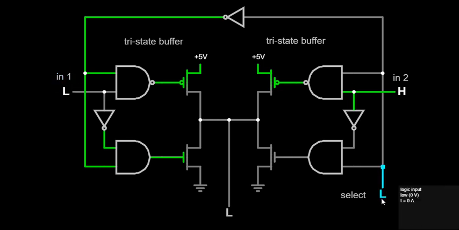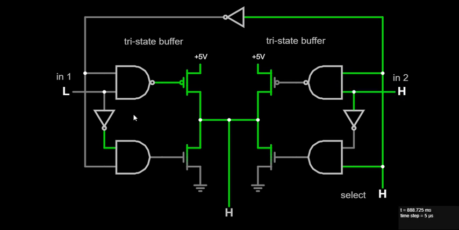Now we put the select line at 1, which means high. So what will happen? Now input 2 will be selected and input 1 will be deselected. There will be no effect on the output from input 1. Here you can see the input is high, the output is also high. If the input is low, the output is low. So you can see only input 2 is in the picture.